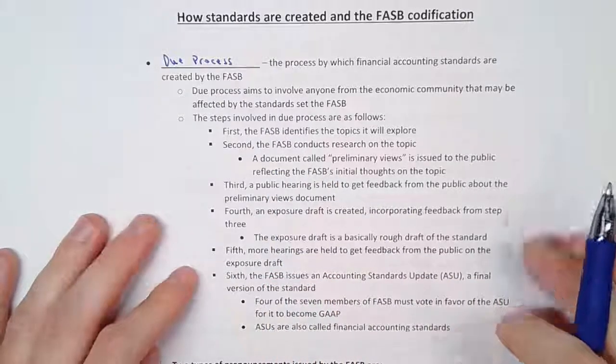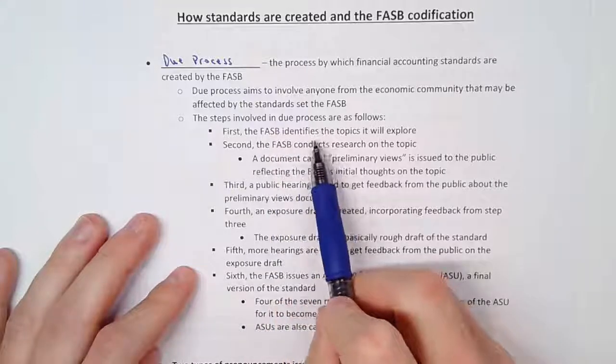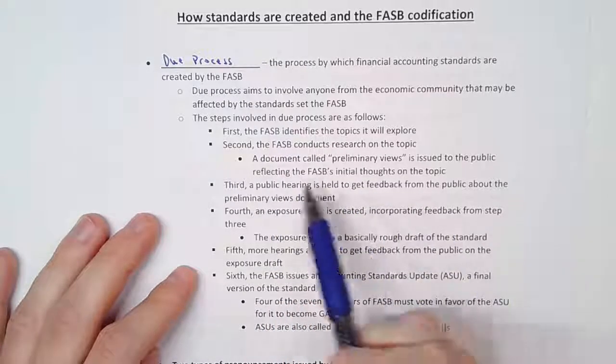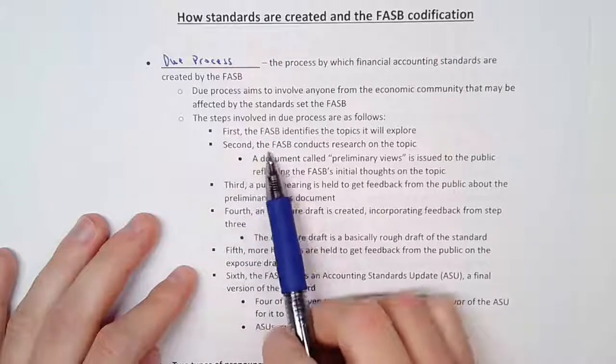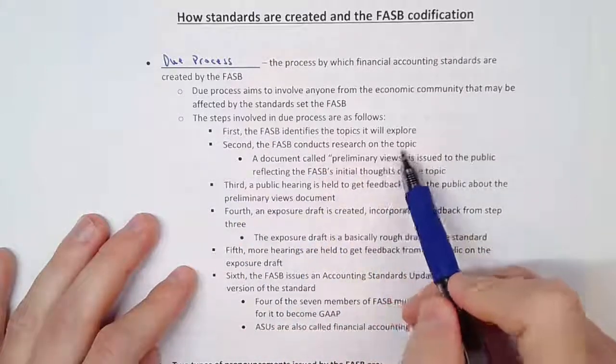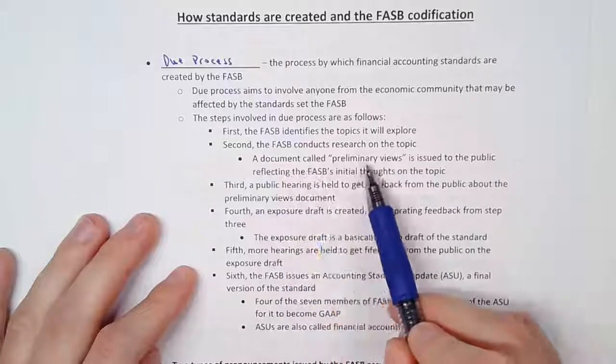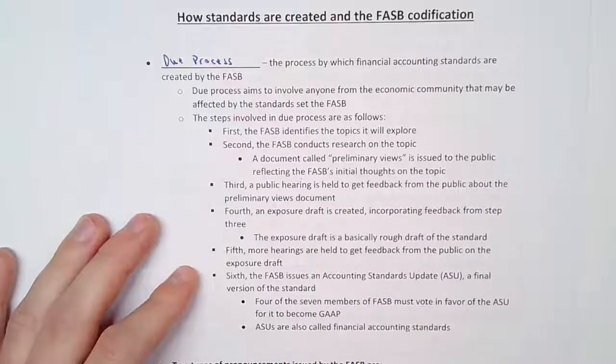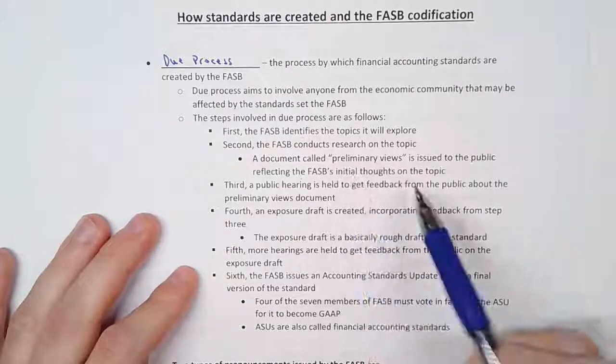Okay. So we're just going to go through quickly what the steps are in this due process. Basically, first, the FASB is going to identify the topics that it will explore. Next, second, the FASB conducts research on the topic, and from this research, they issue a document called Preliminary Views to the Public, reflecting the FASB's initial ideas on the topic. So they're just their initial thoughts on the topic.